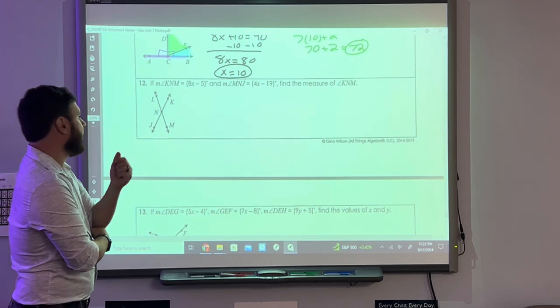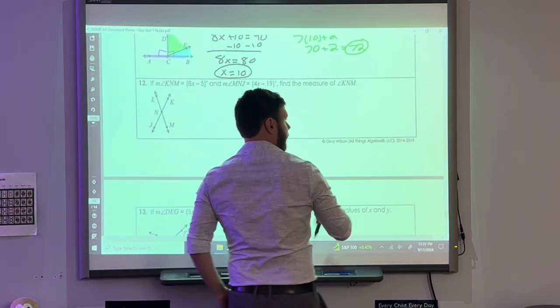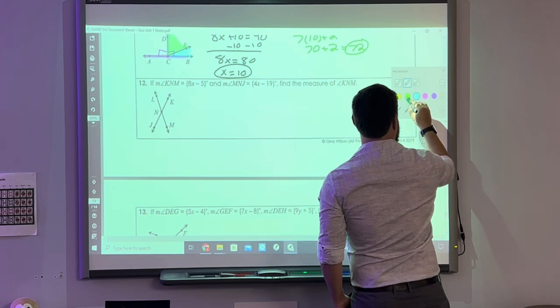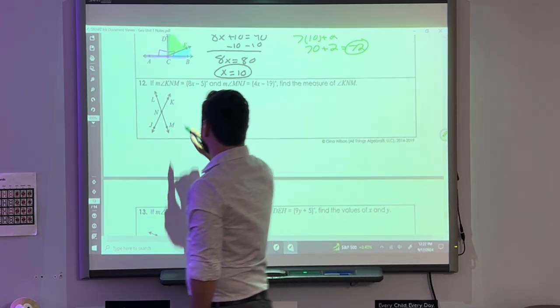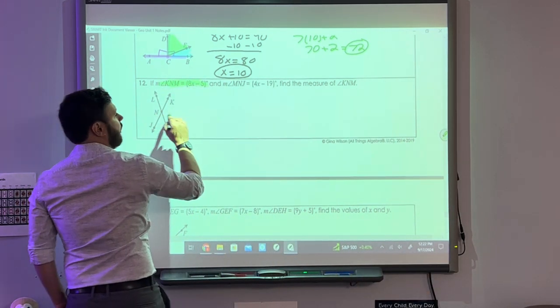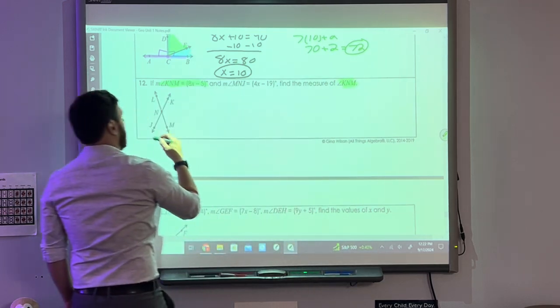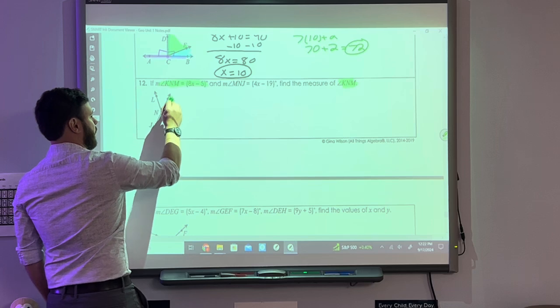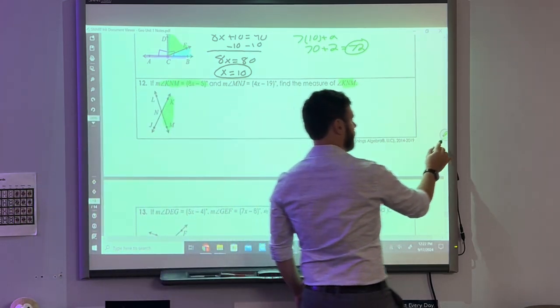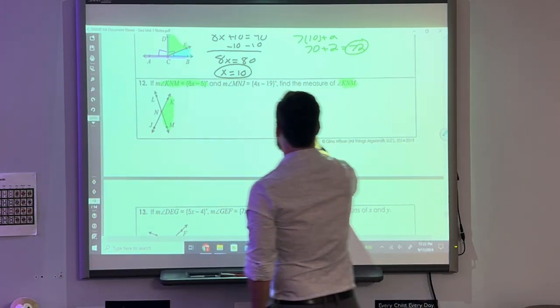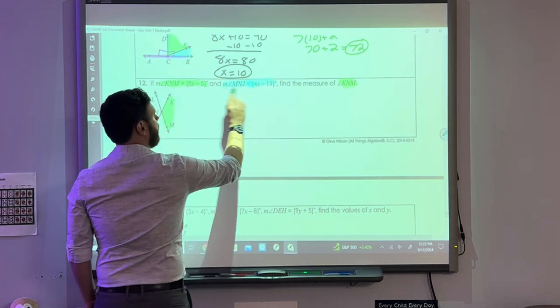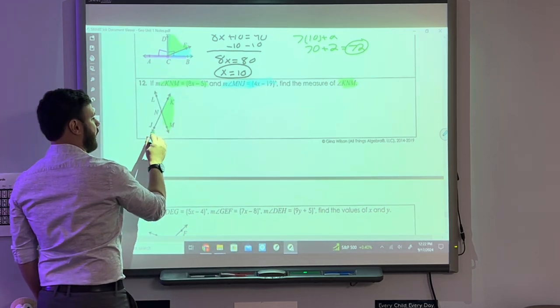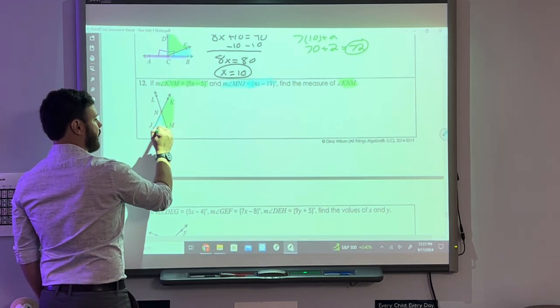Last one for this page. All right, what we got? KNM. K to N to M. That's this big one on the right. Okay. MNJ. MNJ. That's this.